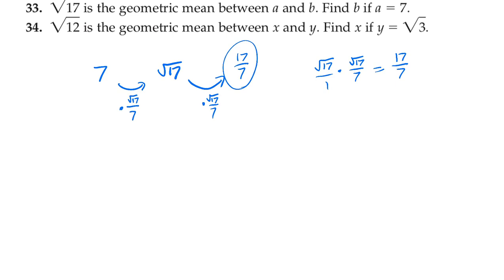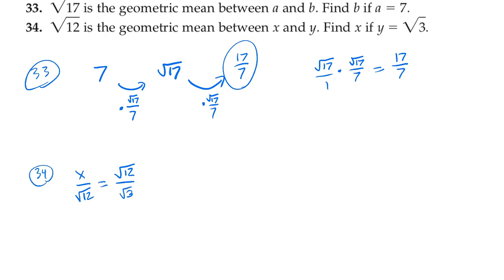For the second one, let's actually use the geometric mean concept of proportions, okay? So that was 33. I just kind of did it based on the very definition of geometric mean. So 34, 12 is the geometric mean between x and y. So that means x is to root 12 as root 12 is to y. That's the idea of geometric mean as a proportion. And that tells us that y is root 3. So let's go ahead and erase y here and put a root 3.